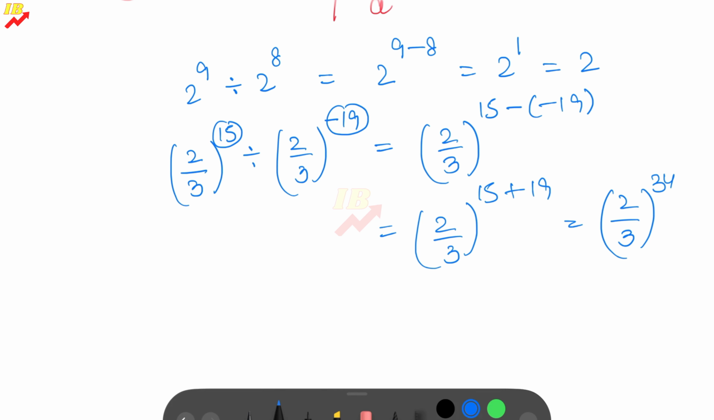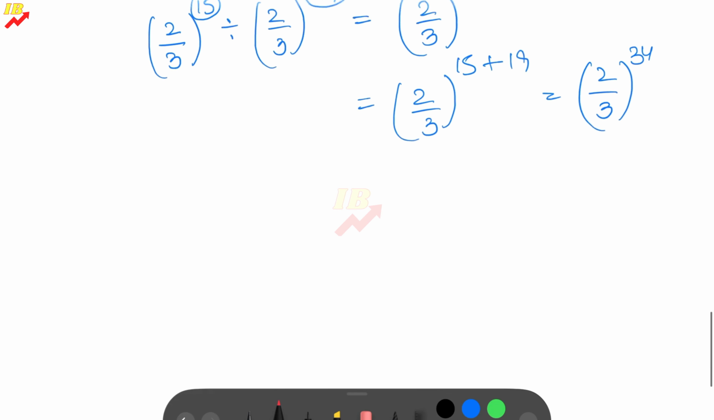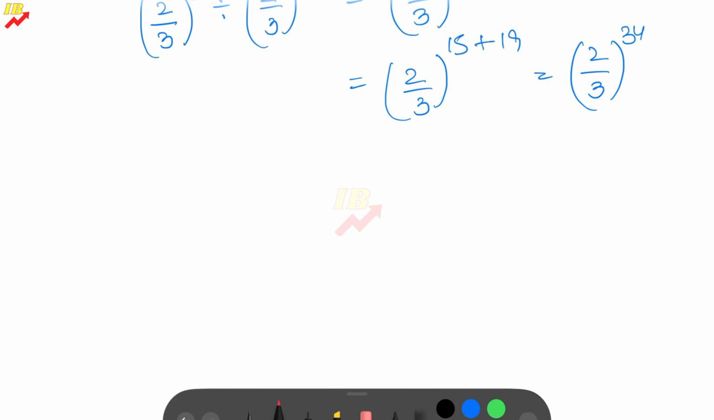I hope you understand this law as well. These are not going to be very complicated. These are very simple, but they can come in complex forms. Okay, so let's learn the basics first and then we'll jump on to some difficult style questions.